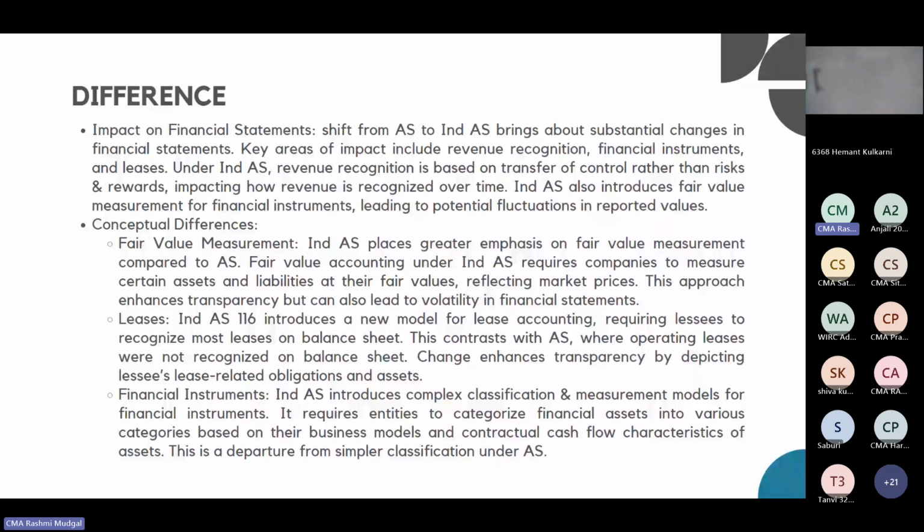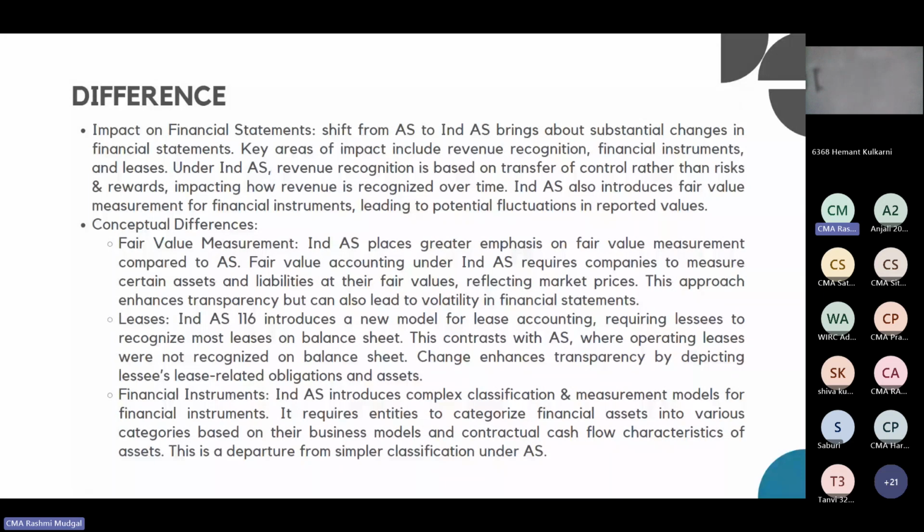Okay, financial instruments, on the other hand, require entities to categorize financial assets into various categories based on their business model and the contractual cash flow characteristics of the asset. This is a departure from the simpler classification under AS.